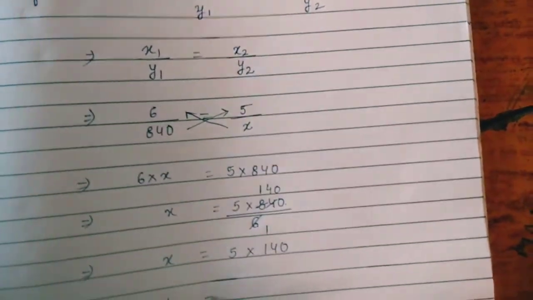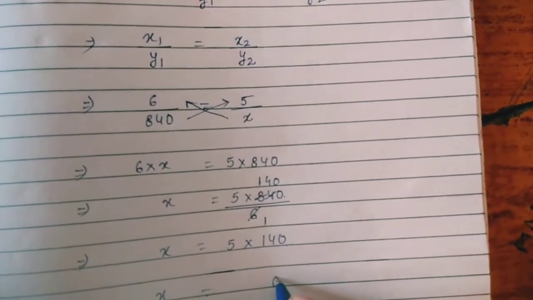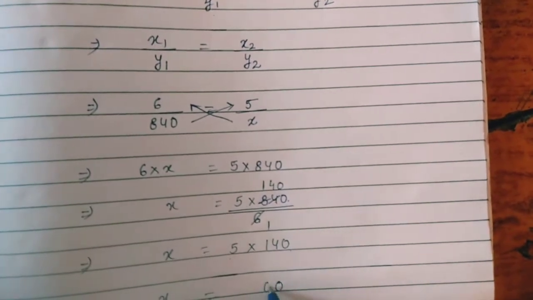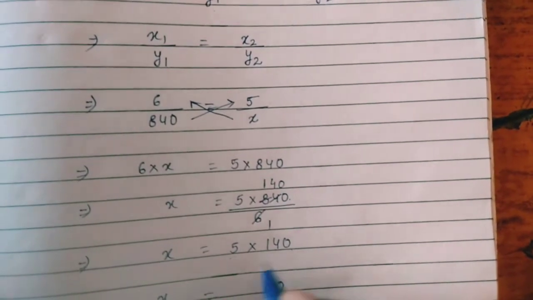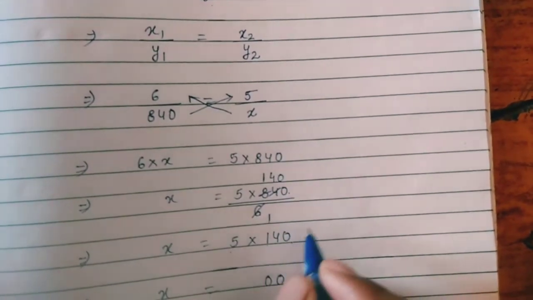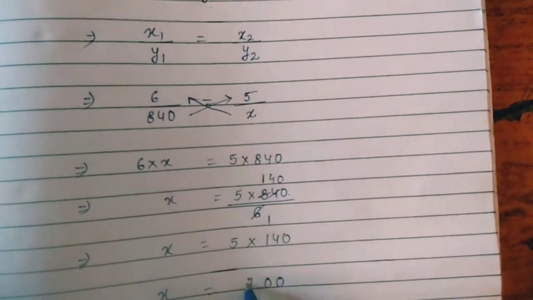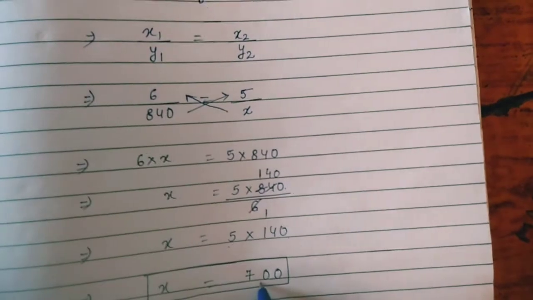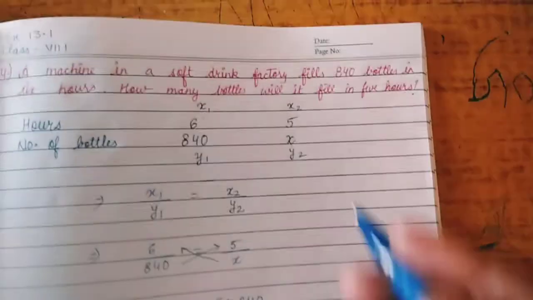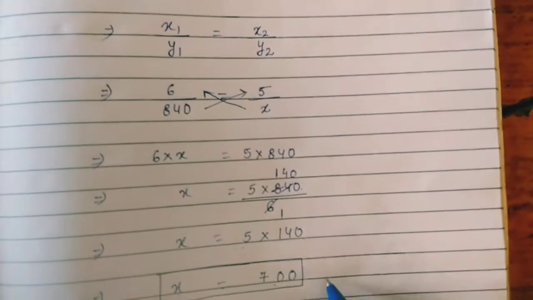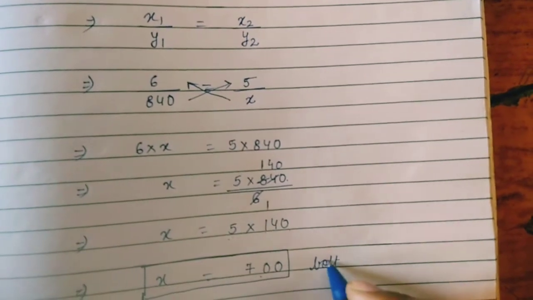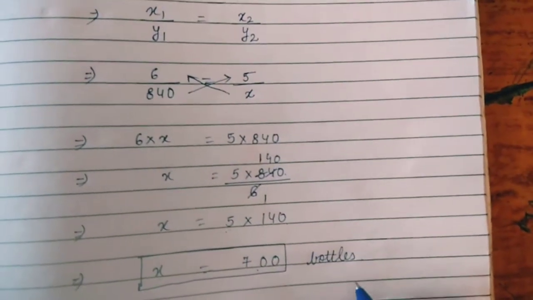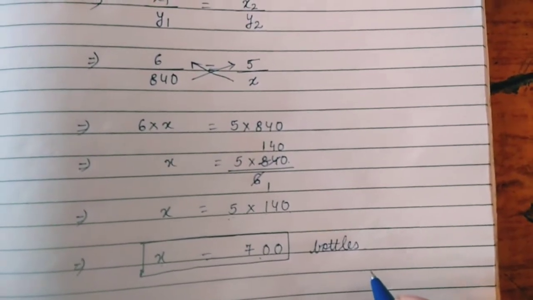So x is equal to 5 zeros are 0, 5 4s are 20, 2 on the carry. 5 1s are 5 plus 2 is 7. So x has the value of 700, and x is showing the number of bottles. So in 5 hours, 700 bottles can be manufactured.